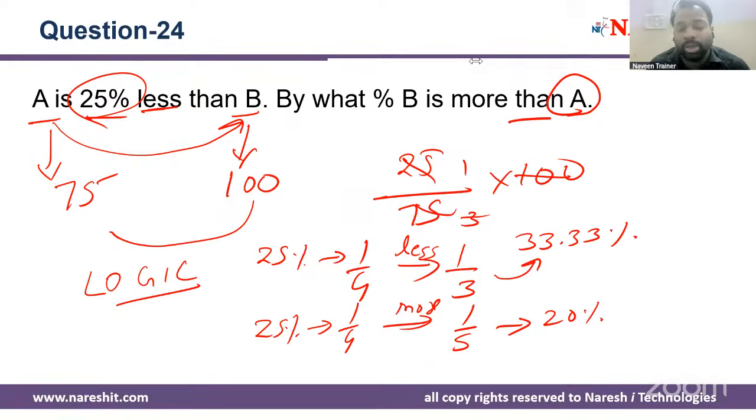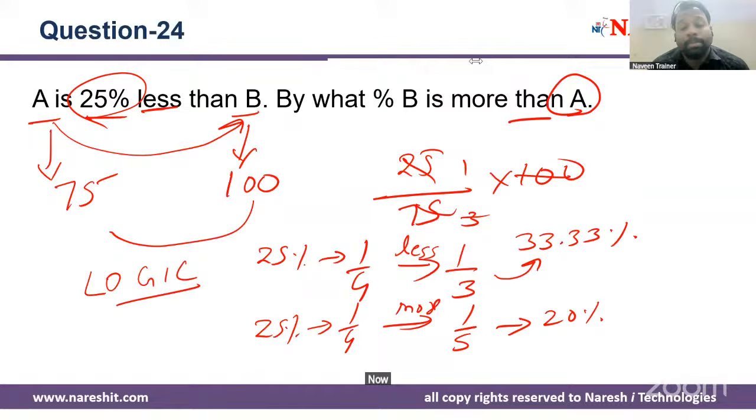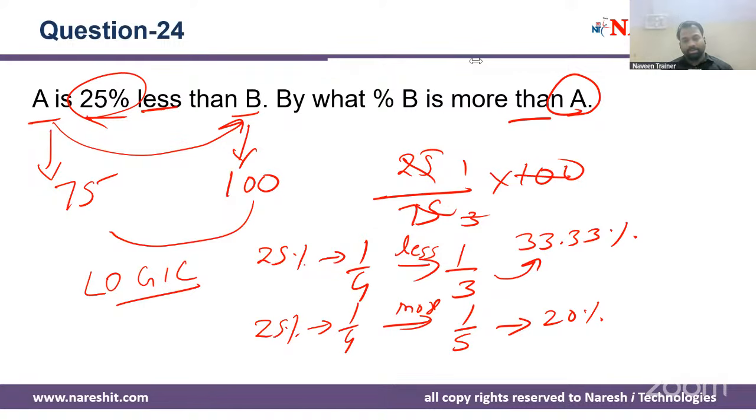25% means 1 by 4. If the question is less, 1 by 4 will become 1 by 3, and 1 by 3 means 33.33. Now, if the question is 25% more, in that case 1 by 4 will become 1 by 5, and 1 by 5 means 20 percent. I hope all of you are clear with both the normal and shortcut methods.